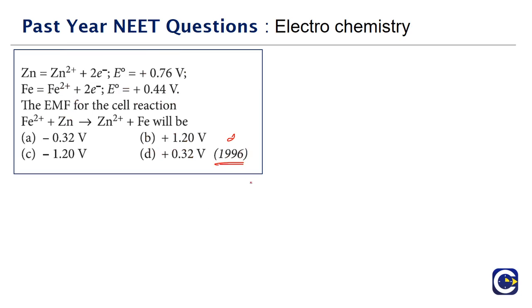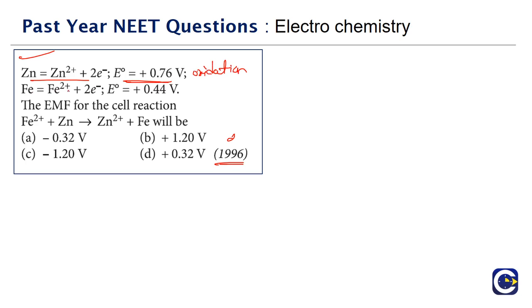Next we look at a question which has come in 96. Zinc becoming zinc 2 plus plus 2 electrons, E naught value is 0.76. We must understand one thing, that here what is actually happening is not reduction, it is actually oxidation.